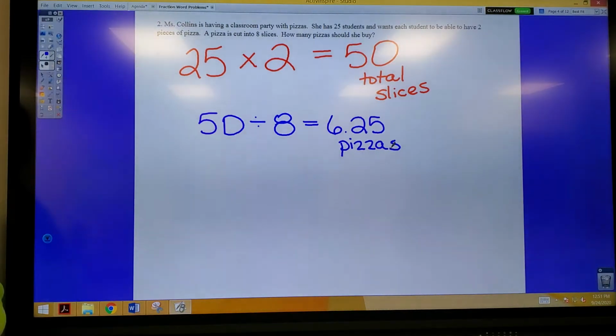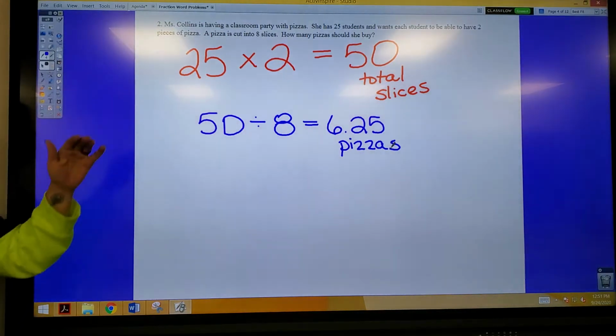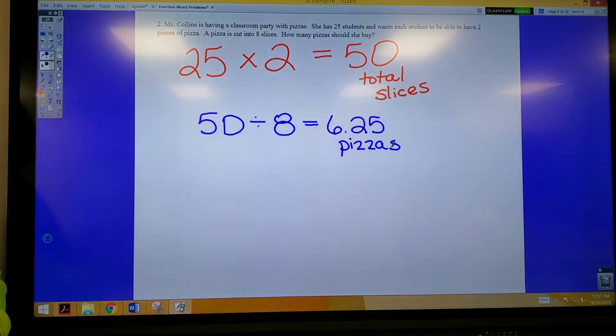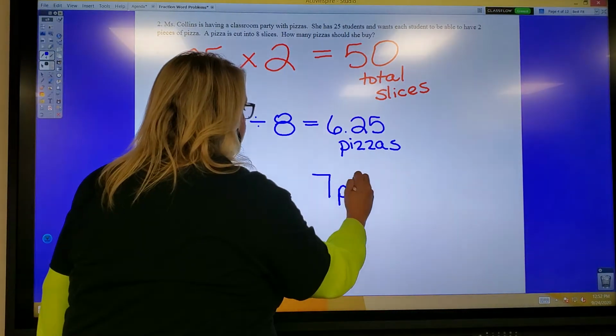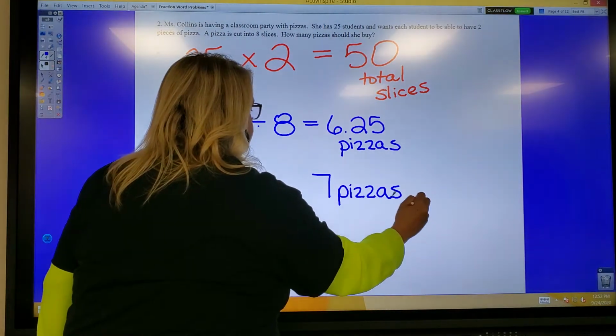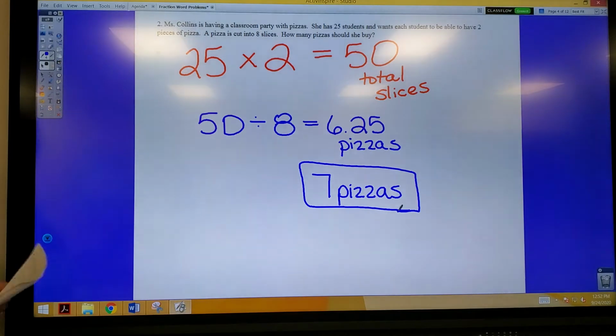7. You have to round up to the next whole pizza because if she rounds down to 6, that would not be enough. And there would be students that wouldn't get their pizza and they would be sad. They'll be mad. So 7 pizzas should be your answer.